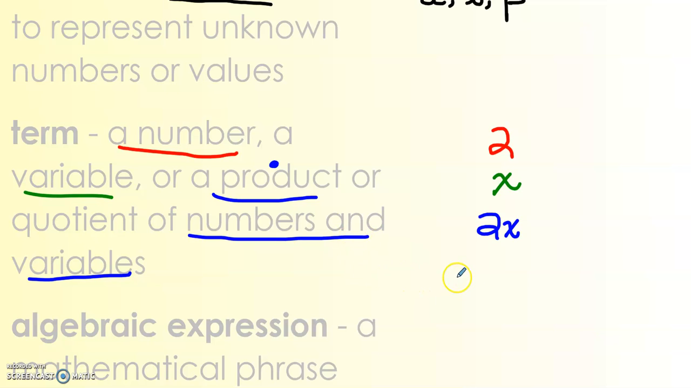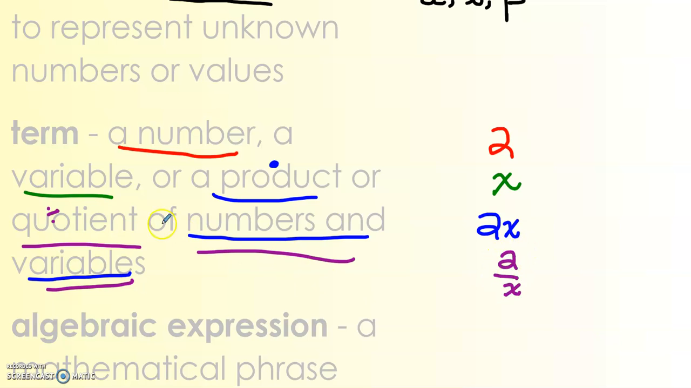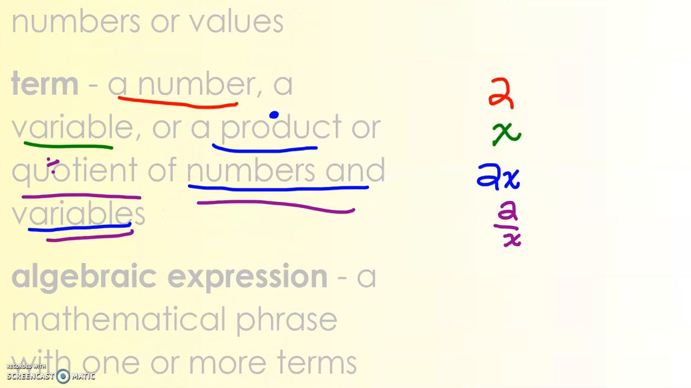A quotient of numbers and variables, so our quotient, is a fancy word for division. And that would be taking something like 2 divided by x. These are all examples of terms.